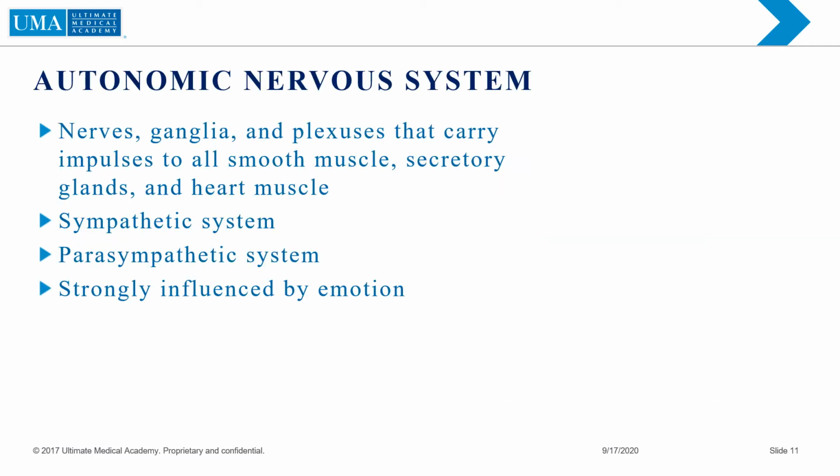The autonomic nervous system includes nerves, ganglia, and plexuses. These carry impulses to all smooth muscle, secretory glands, and the heart muscle. It regulates the activities of the visceral organs, such as the heart and blood vessels, respiratory organs, kidneys, urinary bladder, and reproductive organs. The activities of these organs are usually automatic, which means it's not subject to conscious control.